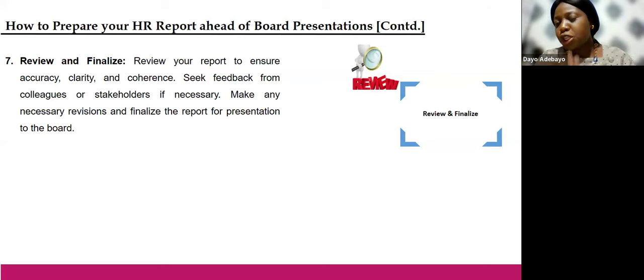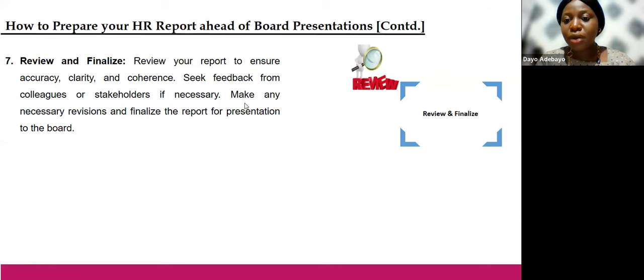So just be careful. Do that assignment over, and play with it if you want to analyze it in Excel format, or you have software that does that for you. Be sure you are dealing with accurate information. So, clarity and coherence. If necessary, make necessary revisions and finalize the reports again and again before presenting to the board.